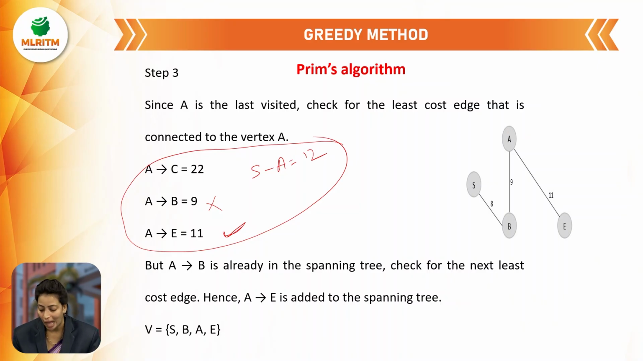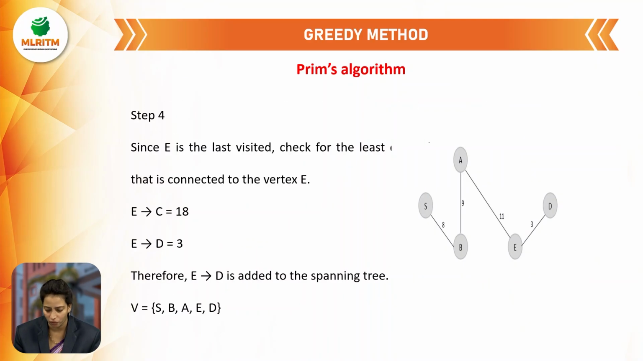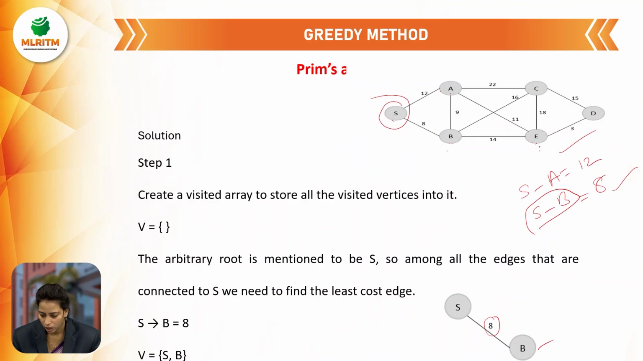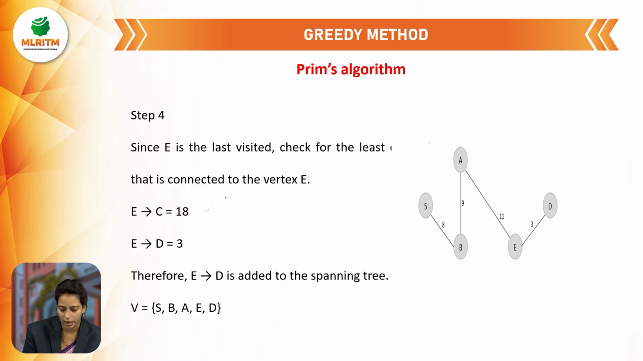So add that edge into the graph, right? Next, find out the unvisited adjacent nodes of the newly added node. The newly added node is E, right? E to A is 11, that is already over, right? So remaining, E to C is 18 and E to D is 3. Which is minimum among these two? 3 is minimum. So consider E to D, that edge is added into the MST. The weight is 3.